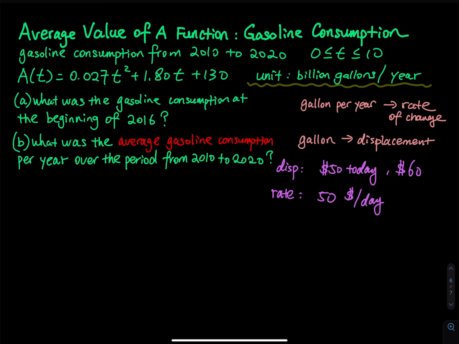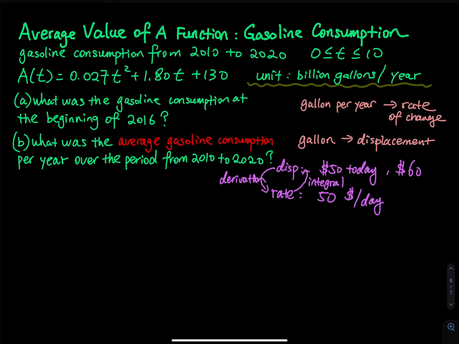How do you go from displacement to rate of change? From a displacement function to a rate of change function, you take the derivative. And on the other hand, from rate of change back to displacement, you take an integral. That's the connection between displacement and rate of change. So go back to this function. The unit is in billion gallons per year, so you have one unit per another unit. Then that means that is a rate of change function.